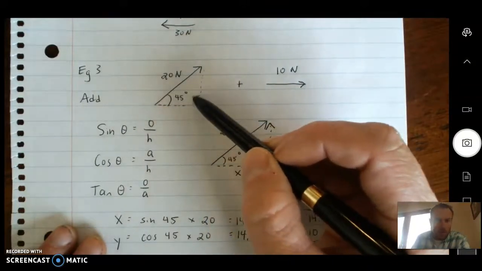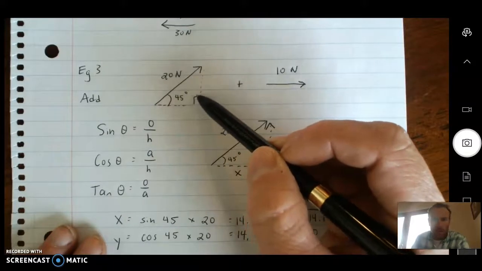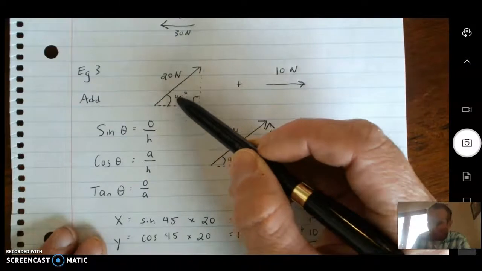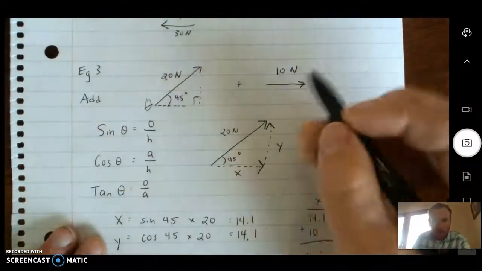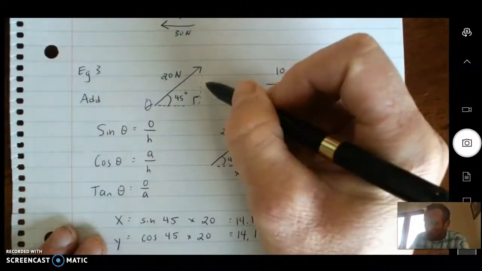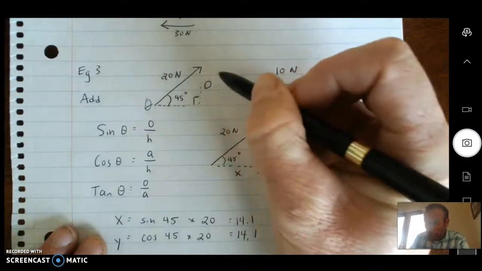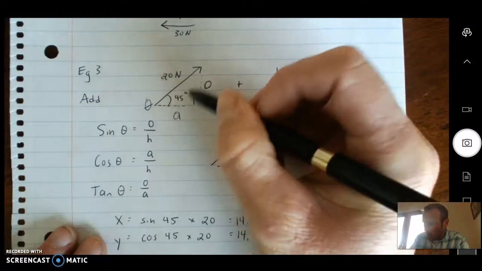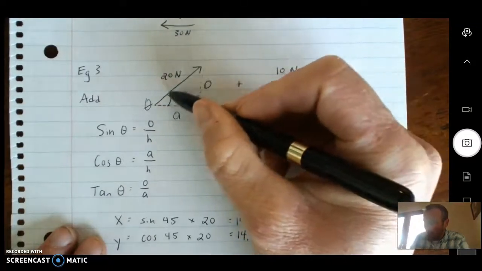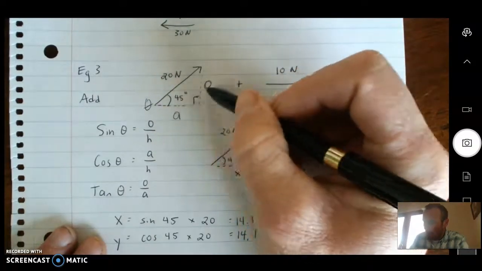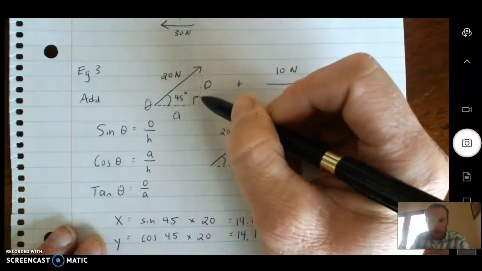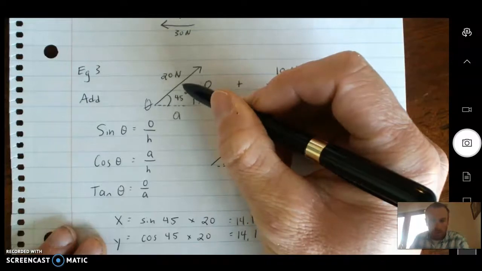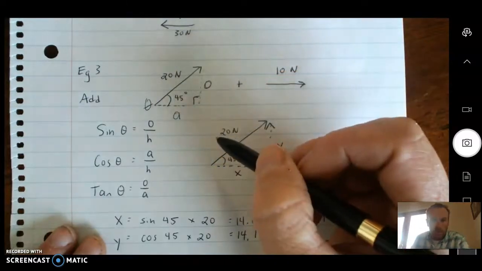So the opposite and adjacent sides are referenced to the angle theta. So here's my angle theta, the 45 degrees. This is going to be my opposite leg of that triangle, and this will be my adjacent leg of the triangle. And notice how both of those are always going to be next to the 90-degree angle, not the hypotenuse, which is 20 newtons.